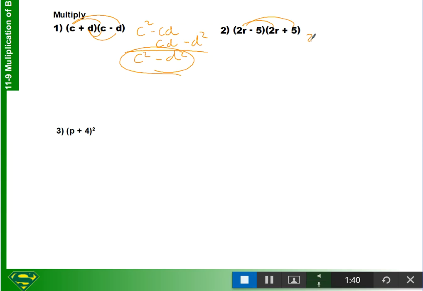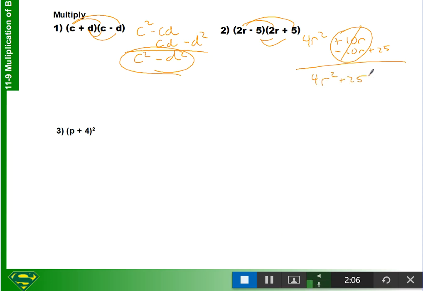I'll get 2r times 2r is 4r squared. 2r times 5 is 10r. Negative 5 times 2r is negative 10r. Negative 5 times positive 5 is positive 25. And notice how it cancels out again.